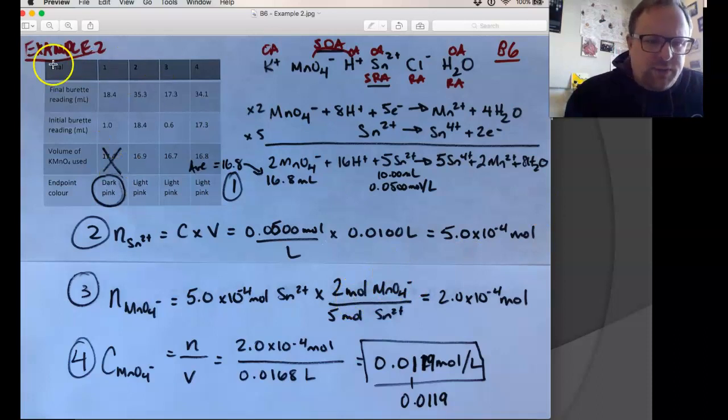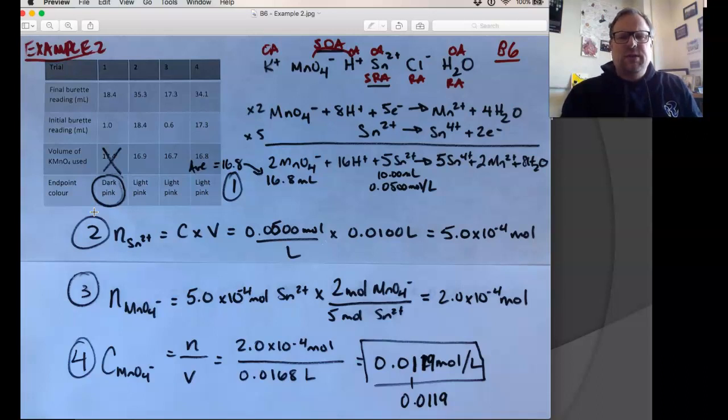All right, so I printed off the table so that you guys can see what's going on, and I did a little bit of housekeeping first. The first thing I did is I had a look at the bottom 2 rows here, and I noticed that it says it was dark pink here, light pink for these 3. When you get a situation like this where you've got 4 trials and one of the trials isn't the same as the other, it's usually a good indication you can toss the data out for that trial. And I did that because you'll notice that the volume here is 16.9, 16.7, 16.8, 17.4. Remember, your volume delivered in each trial must be within 0.2 milliliters of each other.